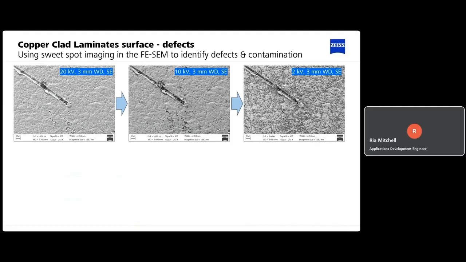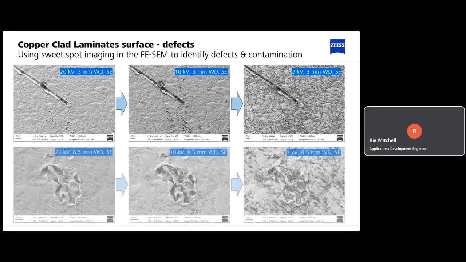So here we're using sweet spot imaging to image this copper-clad laminate surface at different kVs. We've got high kV, 20 kV, 10, and then 2 on the right-hand side. Obviously from each of these images, you can see some variation in what we can actually see. The 20 kV scan image shows not too much in the way of surface information, but the lower kV scan really picks out all of that surface defects and the dirt that you find located on the surface.